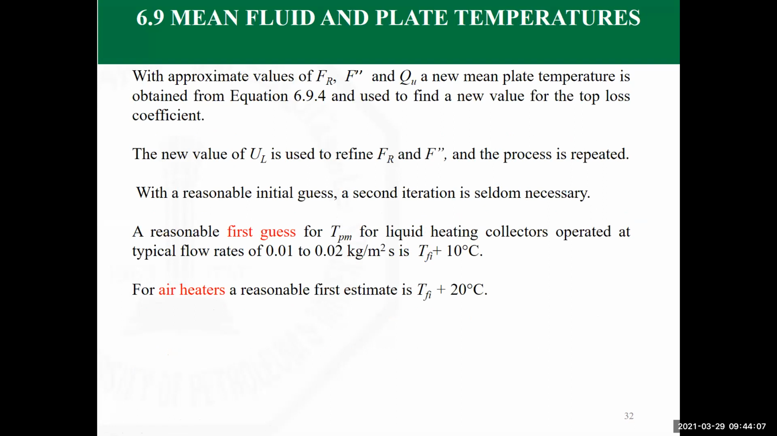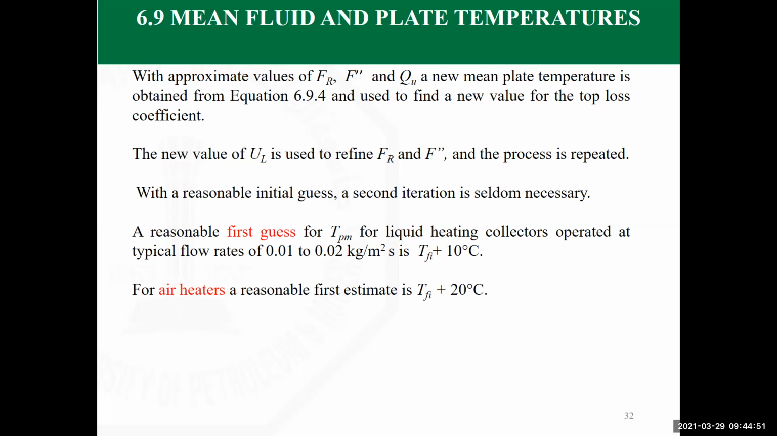So approximate values of FR, F double dash, and QU are being used to get a new mean temperature from equation 694, and then you use that expression to calculate a top loss coefficient. And then the value of UL is used to calculate FR and F double dash again, and you are going to repeat the process until convergence is done. And usually, normally, a single iteration would be good enough, and you would not need a second iteration. That definitely is going to depend on the experience or the kind of initial guess that you put for your values. Some guidelines are given here.